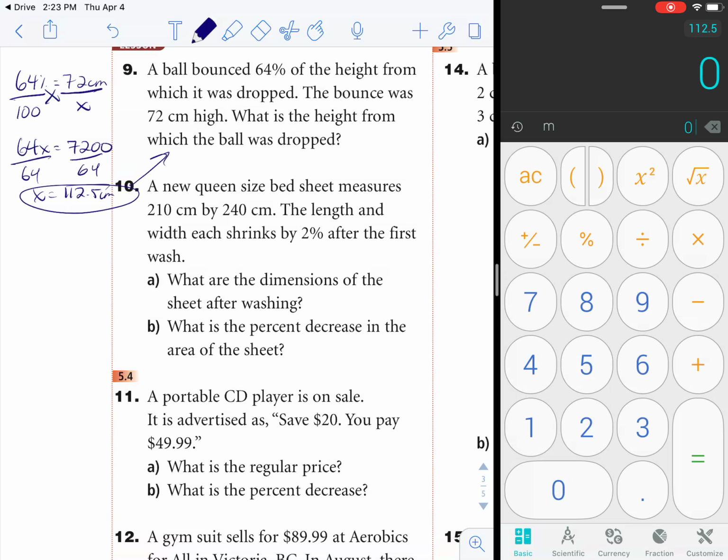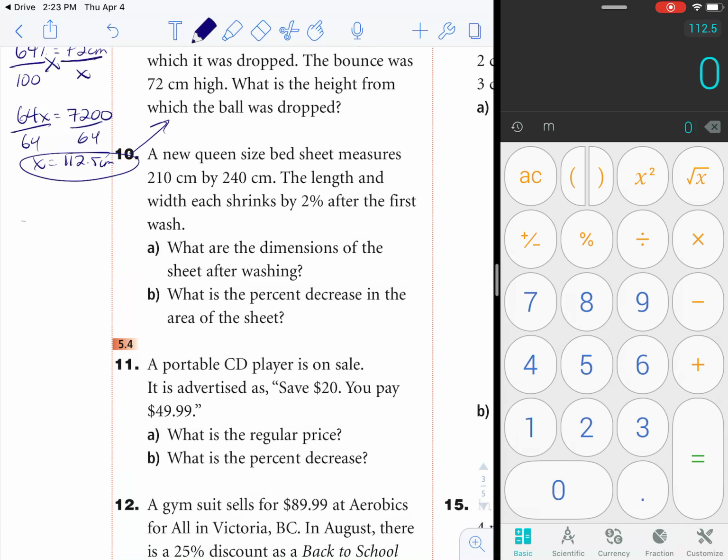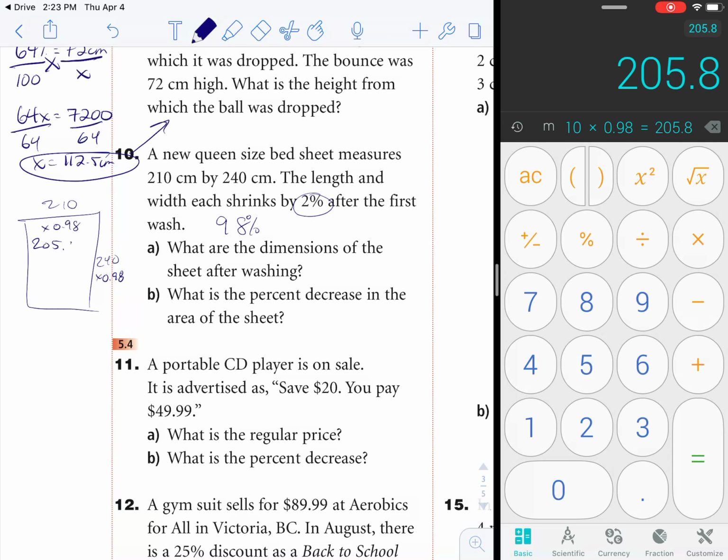Okay, 9 and 10. All right, so we have a bed sheet that's 210 by 240. Now it shrinks 2%. Well, if it shrunk 2% and it started at 100%, it still has 98% of its dimensions. So if you multiply each of these by 0.98, you'll figure out the new dimensions. So 210 times 0.98, so 205.8 centimeters. And 235.2 centimeters.